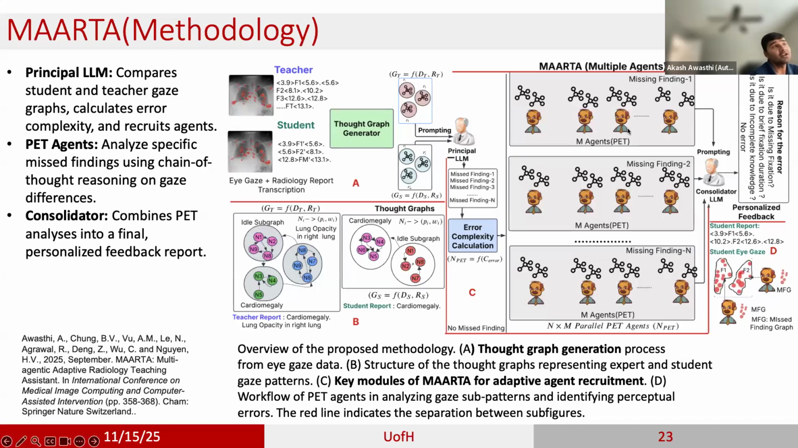Because if lung opacity is missed and it was very hard to find the lung opacity for a teacher itself, which means that it is a complex error. So then we need more people to analyze that particular error. These agents work in parallel and analyze the different subparts of the data, and then it comes to the consolidator LLM, and they give their output, and it finds the final reasoning of why the student missed it. So you can see here we remove the dependency of any prior so that we can make it more independent and generalizable systems.